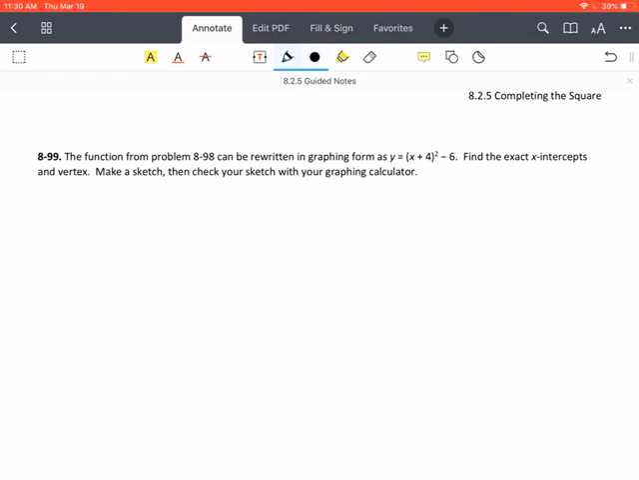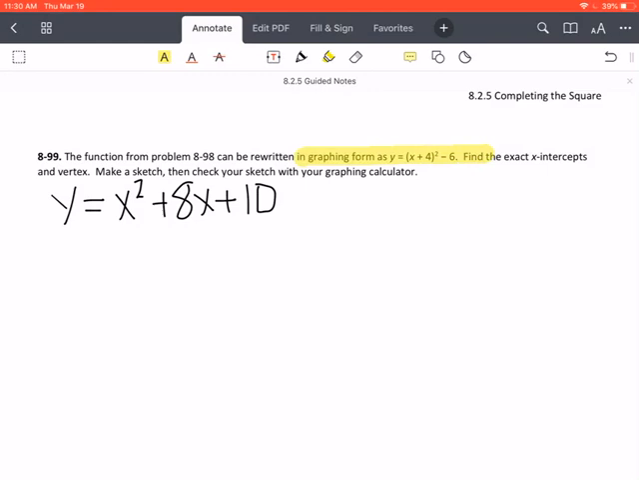So we are told that the function that we just worked with, what was that? I think it was y equals x squared plus 8x plus 10. Okay, this is standard form. After you complete the square, which we don't yet know how to do, the graphing form of this same equation, and you want to write this down, is y equals x plus 4 quantity squared minus 6. So knowing that these two things are identical, they're just in different forms, now can we find the x-intercepts?